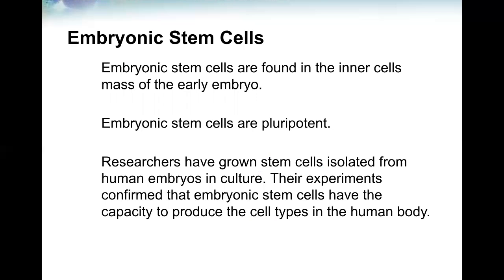Embryonic stem cells are found in the inner cell mass of the early embryo. Embryonic stem cells are pluripotent. Researchers have grown stem cells isolated from human embryos in culture. Their experiments confirm that the embryonic stem cells have the capacity to produce all cell types in the human body.